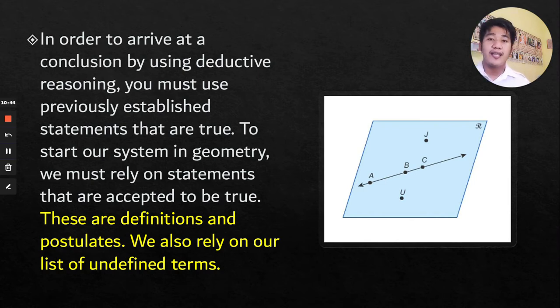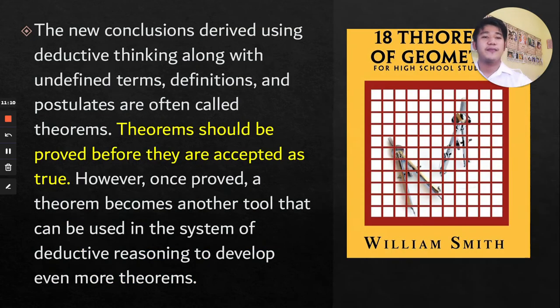And these are definitions and postulates. We also rely on our list of undefined terms. If you don't know about the list of undefined terms, you will learn it. As you can see in the figure, you have the point, the line, and the plane. These three are the undefined terms. There are a lot of postulates and theorems about them. The new conclusions derived using deductive thinking, along with undefined terms, definitions, and postulates, are often called theorems.